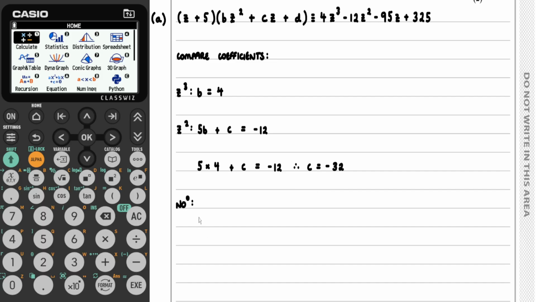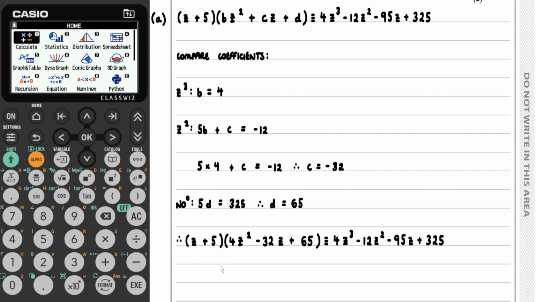Let's now take a look at the number terms. On the left hand side we have 5 multiplied by d, and on the right hand side we have 325, meaning d is equal to 65, and so therefore f of z can be rewritten as z plus 5 multiplied by 4z squared subtract 32z plus 65, and of course this will be equivalent to 4z cubed subtract 12z squared subtract 95z plus 325.